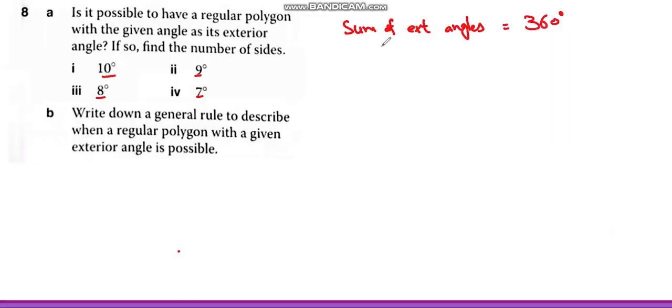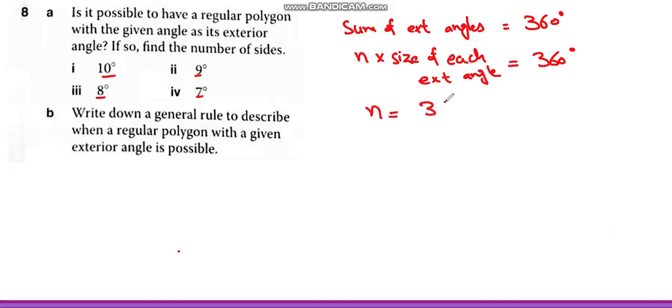So we can rewrite this formula. By the way, this formula can be written for only regular polygons: the sum of exterior angles can also be written as n times the size of each exterior angle equals 360 degrees. So if the size of each exterior angle is known, meaning 10 degrees, 9 degrees, 8 degrees, or 7 degrees, we can just substitute in the formula to get the number of sides.